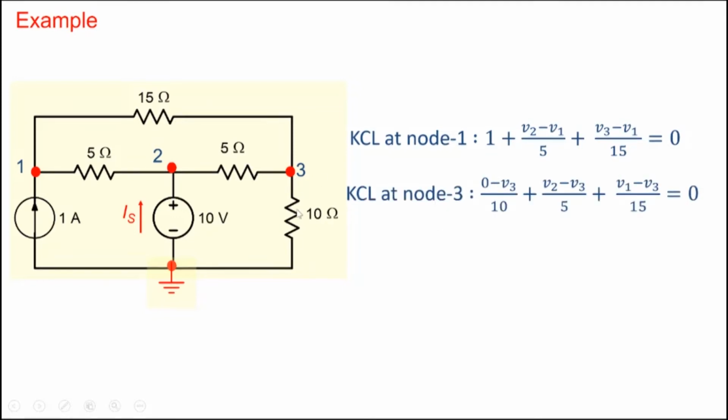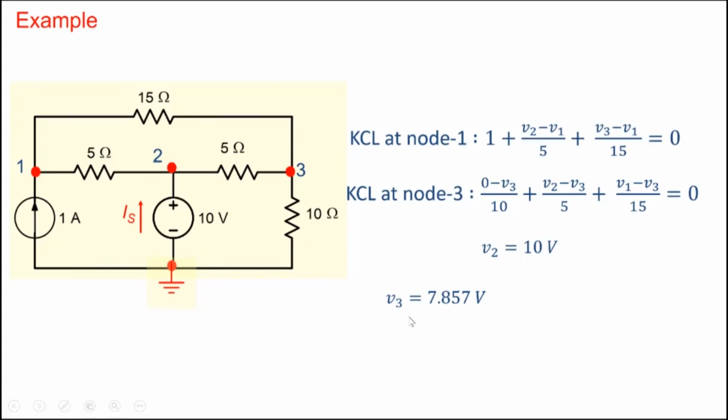So this is the current coming from the bottom, (0 minus V3) by 10. Current coming from the left here, (V2 minus V3) by 5. And then current coming from the top, (V1 minus V3) by 15. And we already know V2 equals 10 volts, if this is 0, then this is 10 volts here. So we basically have two unknowns here. We don't know V1 and V3. And we have two equations, and we can solve them to get the answer.